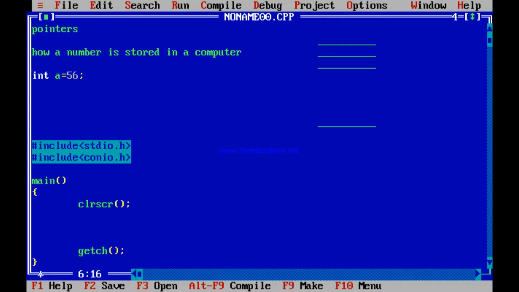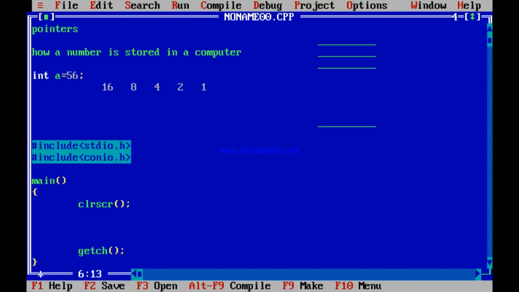See, for that you will have to think like this: say 1, then 2, then 4, then 8. Do you understand what I am doing? 1, 2, 4, 8, then 16. I am just multiplying by 2. 1 into 2, 2; 2 into 2, 4; 4 into 2, 8; 8 into 2, 16, and so on.